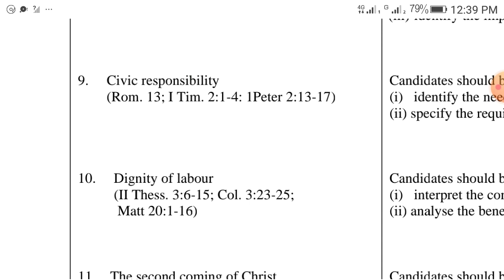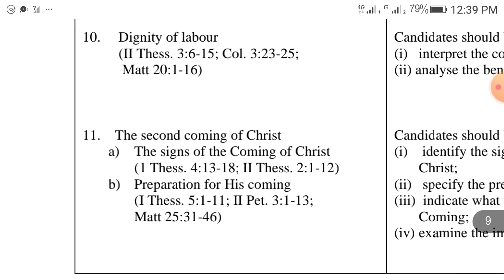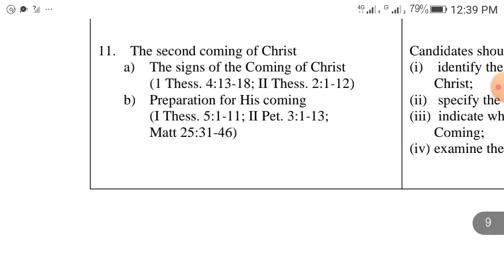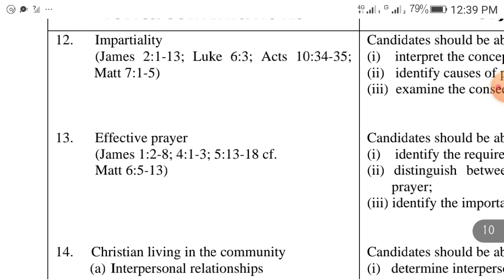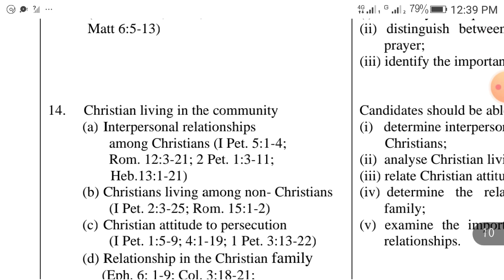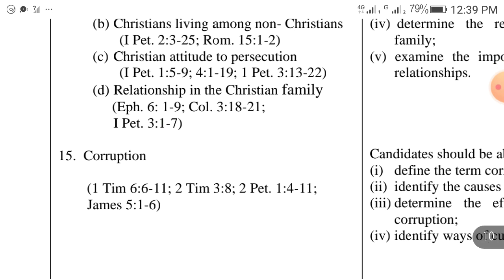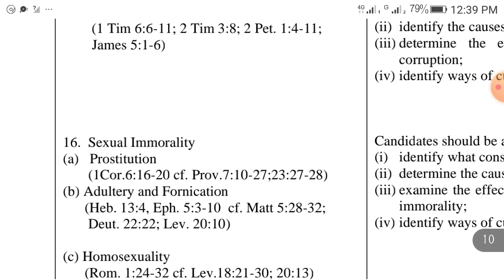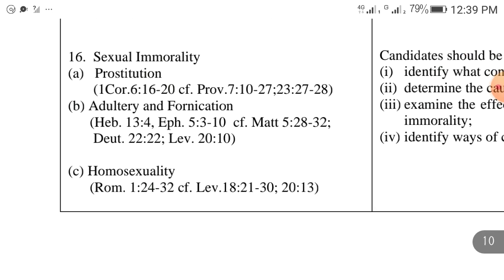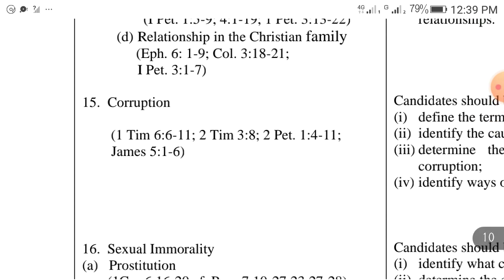Then we have Christian giving. We have civic responsibility. Then we have dignity of labor, the second coming of Christ. Then the other topics we have are impartiality. We have effective prayer. We have Christian living in the community. We have corruption. We have sexual immorality. Now, sexual immorality is the last topic that JAMB brought out.